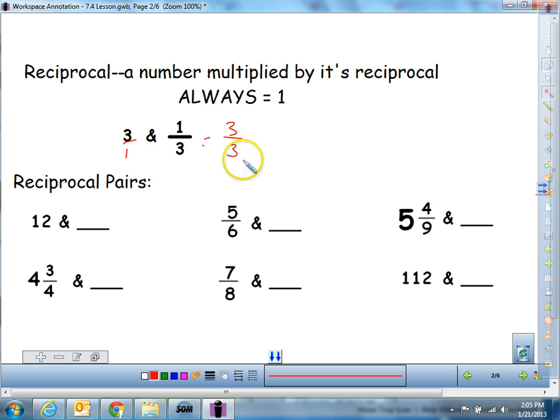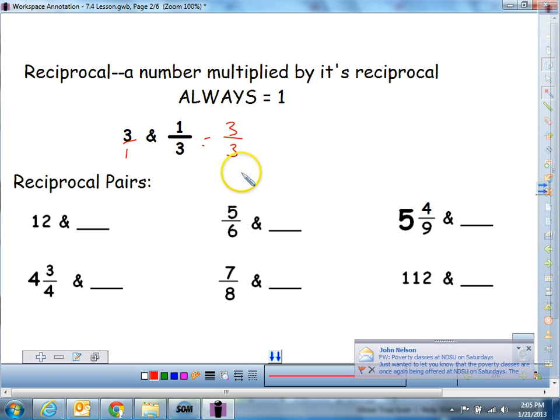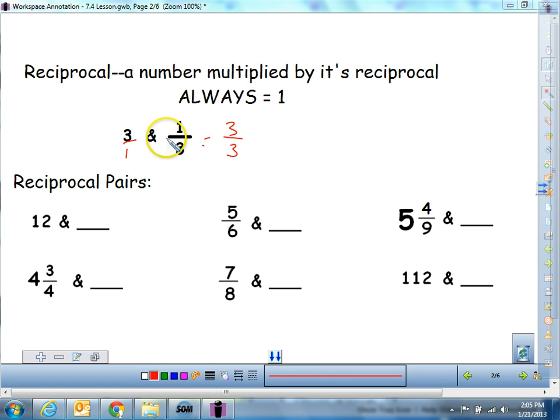We can find that by taking the inverse of a number. You'll notice that 3 over 1 and 1 over 3 are inverses of each other. So we have 12. What would be the reciprocal of 12? 12 times 1/12 would equal 1. 12 times 1 is 12. If this was over 1, 1 times 12 is 12.